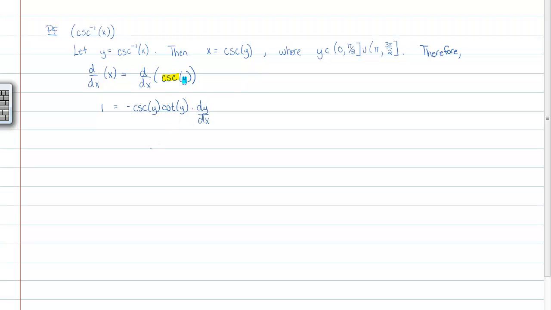Okay, so let's go ahead and solve for dy/dx. And I'm going to change sides here as well. So this implies that dy/dx is equal to negative 1 over the cosecant of y times the cotangent of y. And I'll say this is equal to, but I know I'm going to have to draw a triangle here, so I'll draw my triangle.